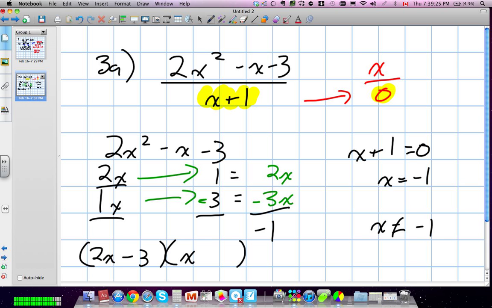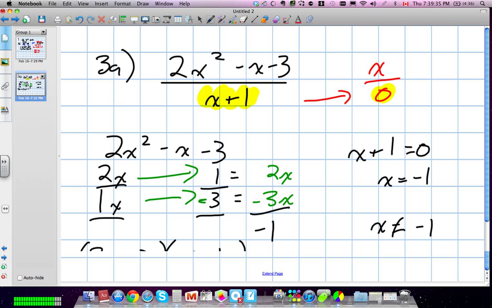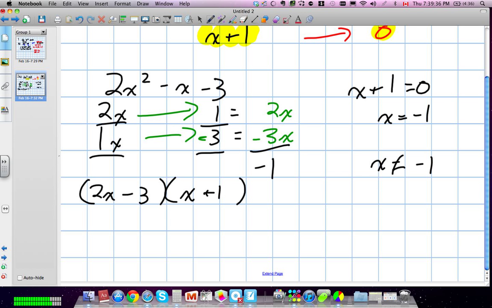The plus 1? Yeah, that's right. Okay. So the simplified version of this is actually a good one to write down. So when we do this, we have 2x minus 3, x plus 1, right?